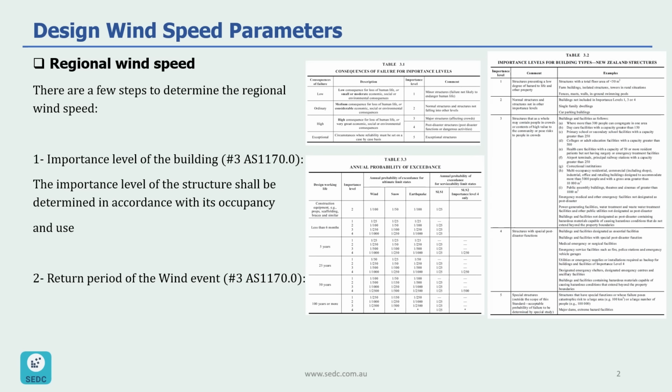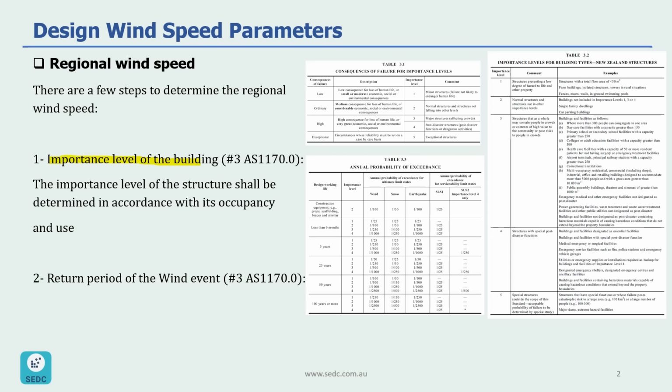There are a few steps to calculate the regional wind speed. The first step is to determine the importance level of the building. The importance level of the structure shall be determined in accordance with its occupancy and use.